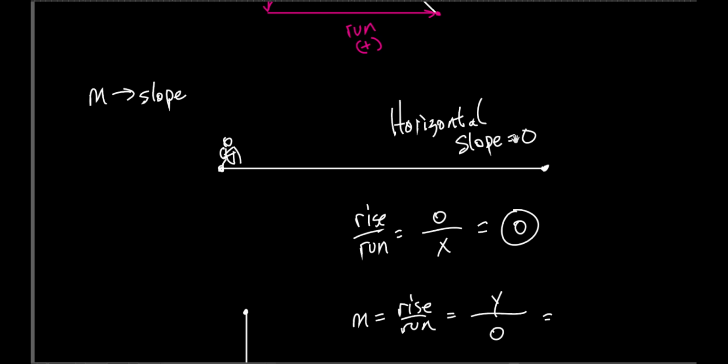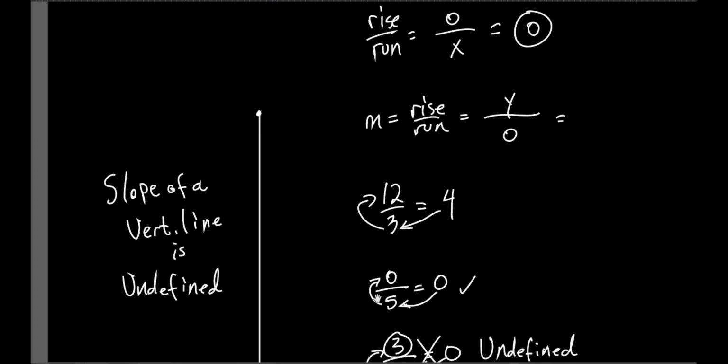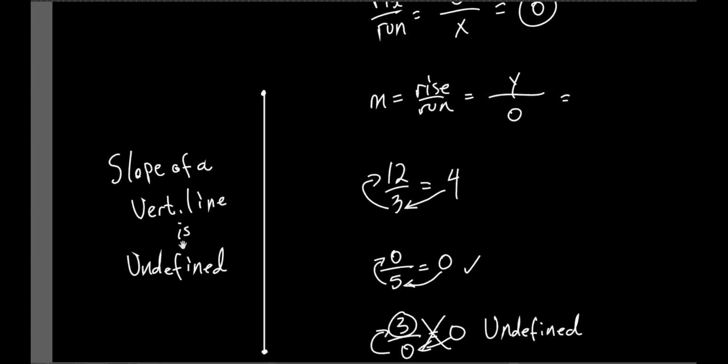The only thing you can't do is take a number and do what? Divide it by 0. All right? So 0 is something. Would you agree? Yeah, it's on the number line. It is something. It is a number. All right? So an undefined slope is different than a 0 slope. 0 slope is horizontal. Undefined slope is vertical.